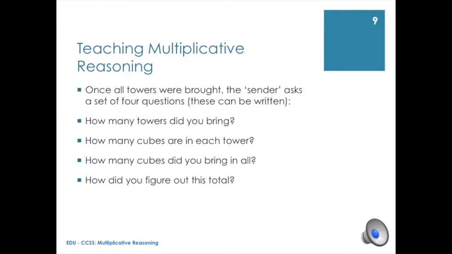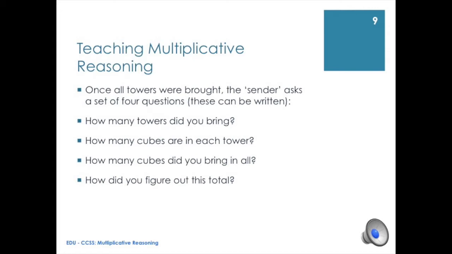Building the towers is important, but even more important than that is after the bringer has created all of the towers and they're back together with the sender, the sender plays the role of asking some questions. And again, these questions could be written down and scaffolded in a way that would support the 2 kids playing. But the questions are really important. How many towers did you bring altogether? How many cubes are in each tower?